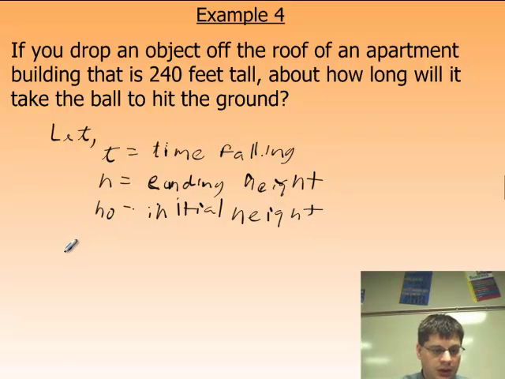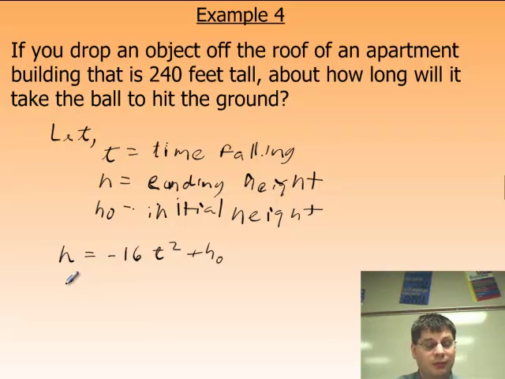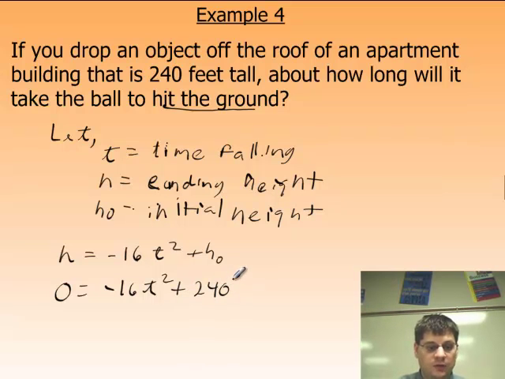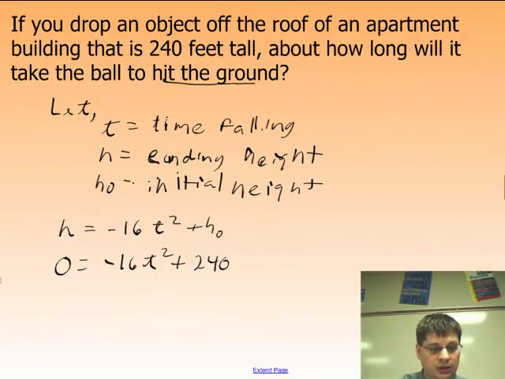So our formula is h equals negative 16t squared plus h sub 0. So our current height, or our ending height, our final height, is going to be 0 because it's saying when it hits the ground. And so our elevation, or our height, is going to be 0 at that point. We're looking to see how long it's going to take, so we're looking for time, and our initial height is going to be 240 feet in the air initially.